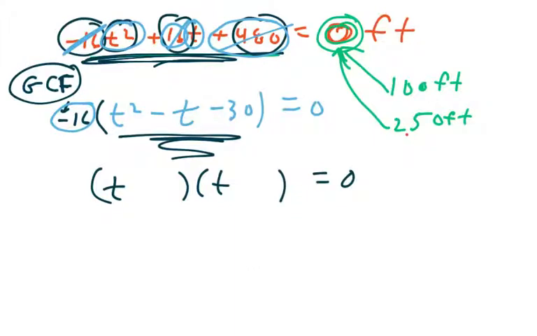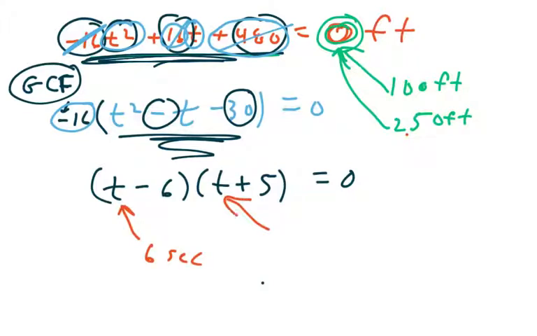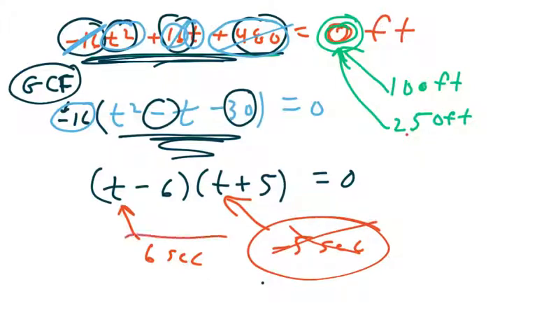I know 6 times 5 is 30. Now, why did I use 6 times 5? Because to get this minus 1, I'm simply going to do minus 6 plus 5. And we can solve this now. This right here would be 6 seconds. This right here would be negative 5 seconds. Now, in reality, can we go backwards in time? No. So our only logical answer, therefore, is 6 seconds.